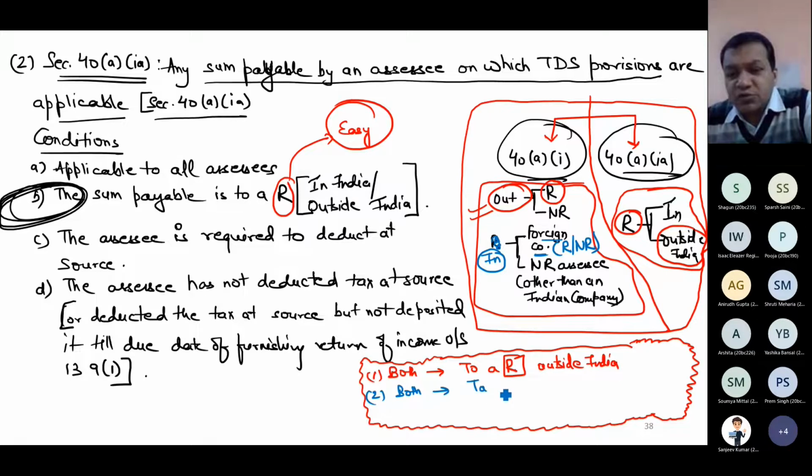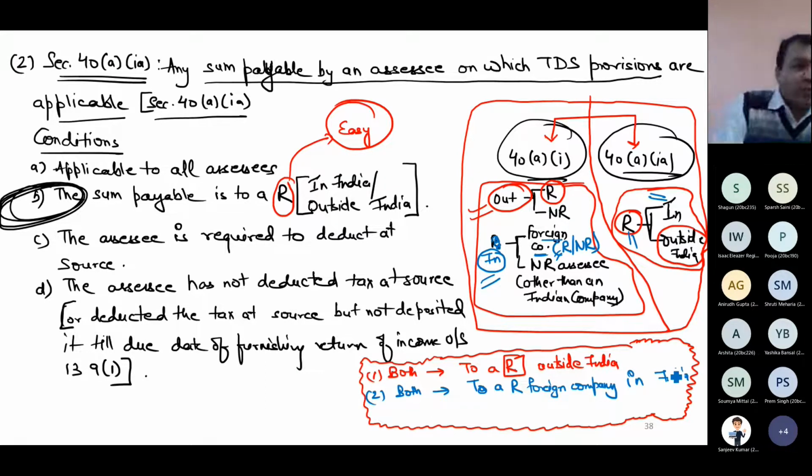Payment is made to a resident foreign company. You can say foreign company is resident. So here also resident, here also resident. Payment to a resident foreign company where? In India, and you can say in India. Both the cases in India. These are two payments which are overlapping in both the sections.